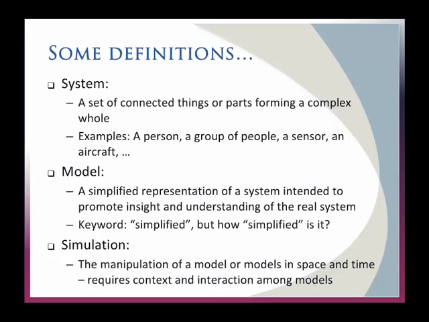And then lastly, simulation itself is the manipulation of these models in space and time. And of course, it requires context and interaction among models as one of the key facets. So we're going to use this document called the Modeling and Simulation Body of Knowledge, which we've made available to you in its entirety, as our example of our definition of what modeling and simulation actually is. And you can sort of tell from the size of the document how deep of a definition that really is. It's very deep and very detailed.